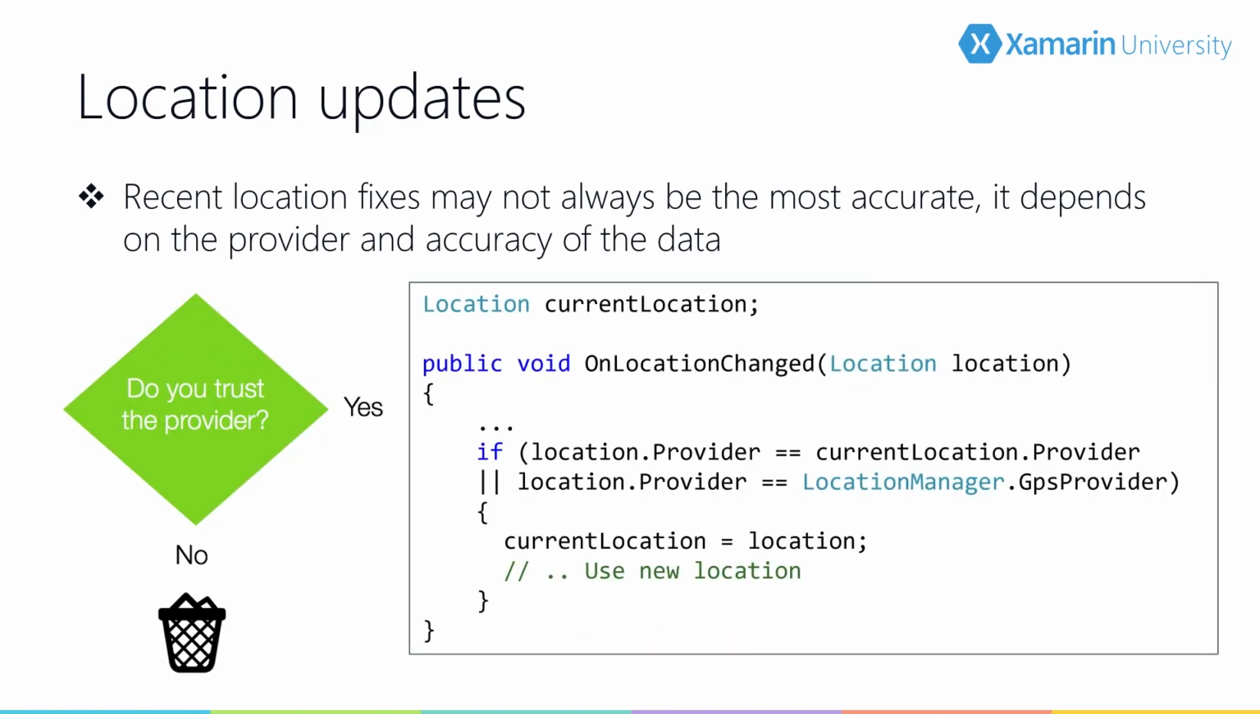We can check the provider and prefer one provider over another. For example, we often want to prefer GPS over the network provider. Then, once we've passed each condition, we would then store this off as our cached location to use within the app, and then update our UI to reflect this new location.